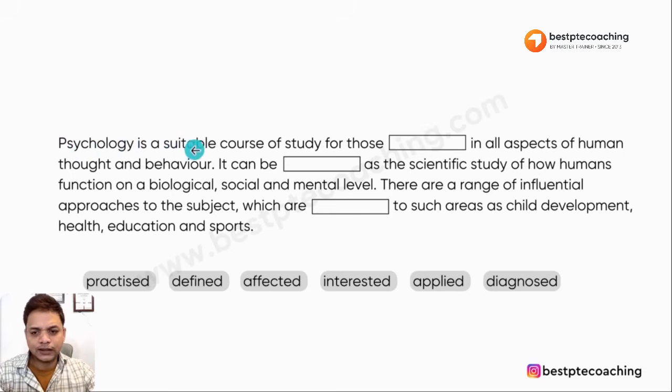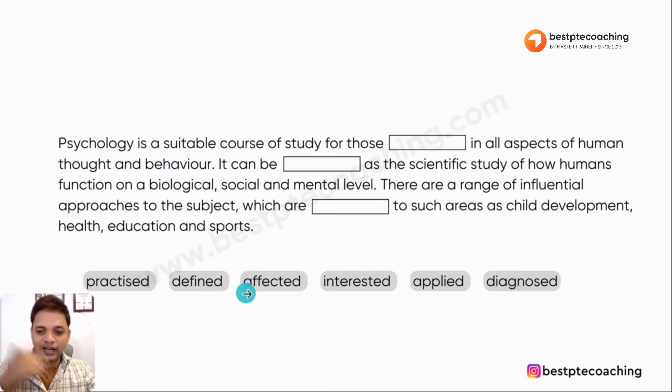Psychology is a suitable course of study for those blank in all aspects of human thought and behavior. So it's about psychology and who it is suitable for. Psychology is suitable course of study, ended. New sentence starting: those blank in all aspects of human thought and behavior. Maybe those interested in, right?